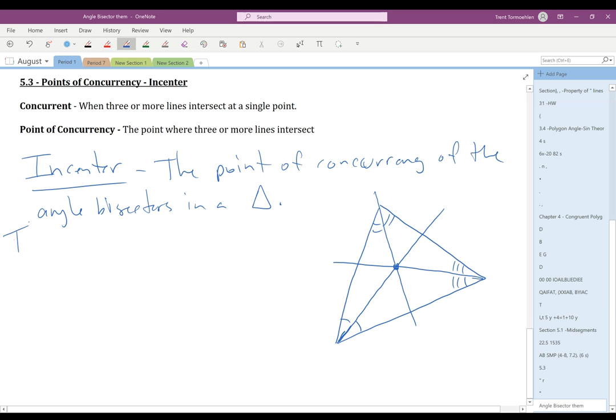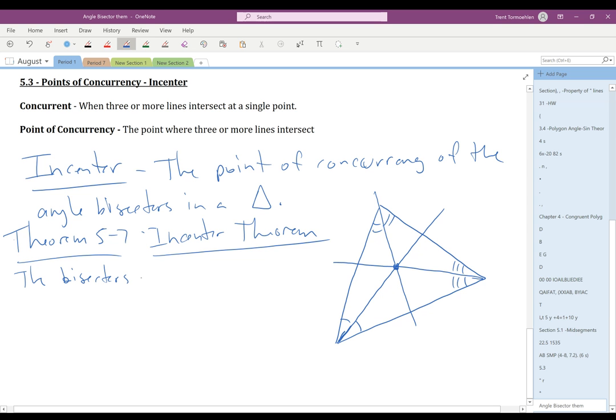There's a theorem related to incenter. In our book, it's Theorem 5.7. It's called the Incenter Theorem. And what the Incenter Theorem says is, the bisectors of the angles of a triangle intersect at a point equidistant from the sides of the triangle.